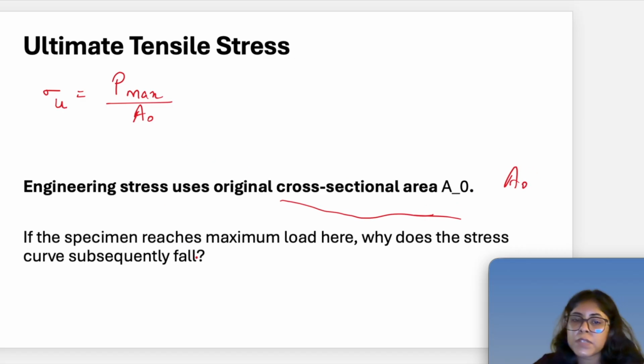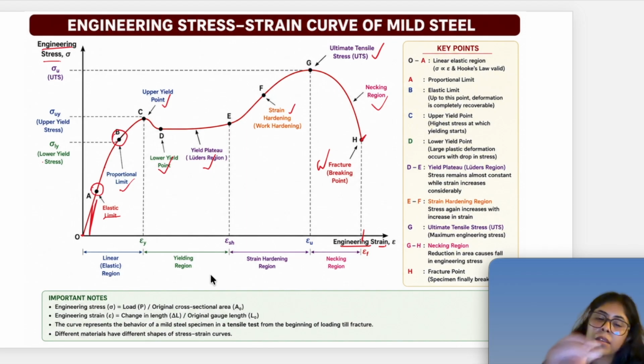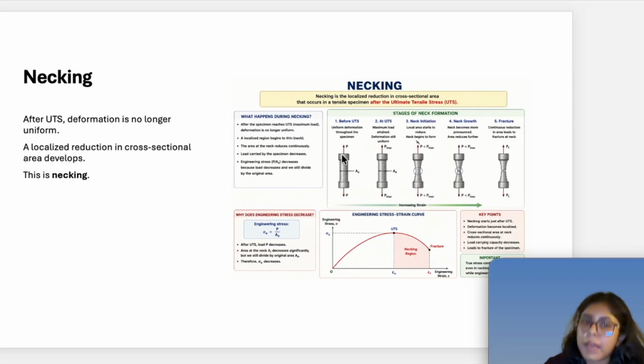Okay. So if the specimen reaches maximum load here, why does the stress curve subsequently fall? See, we have seen that we got the maximum loading it's bearing here. Now it's getting dropped, right? So this dropping is known as necking.